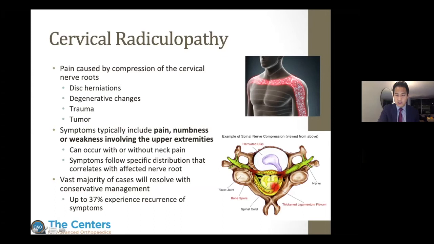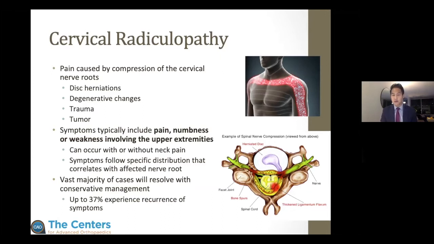And in this particular circumstance, we have a disc that is herniated and now is pushing on that nerve. Whenever that nerve is being pushed, that nerve goes to a specific area down into your arm. And so what we expect to see in that circumstance is pain, numbness, or weakness involving that particular area of the arm.